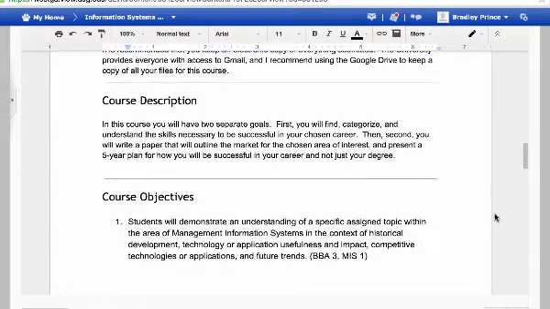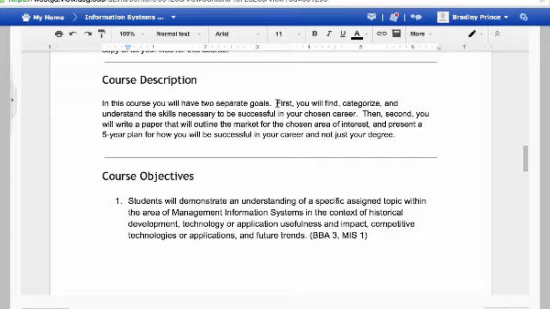Okay, so we've got two separate goals in this. First, you're going to do some research yourself about the types of jobs that you would be interested in working in. I hope you already have some ideas, but what I want you to do is to go out on the web and look for some job openings and look specifically at the skills that are required to be successful in that career.